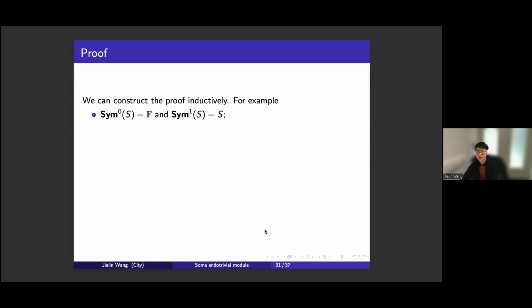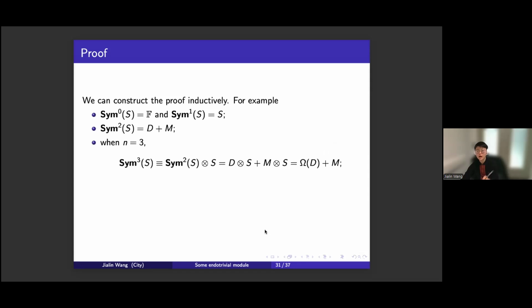So first, the zeroth symmetric power is by definition F. The first symmetric power is S itself. The second symmetric power, you do it by hand, it's D plus M. Now, when n is 3, you use the fact that when n is odd, it's just the (n minus 1)-th symmetric power times S. So you get (D plus M) times S, and D times S is actually omega D. So you get omega D plus M.